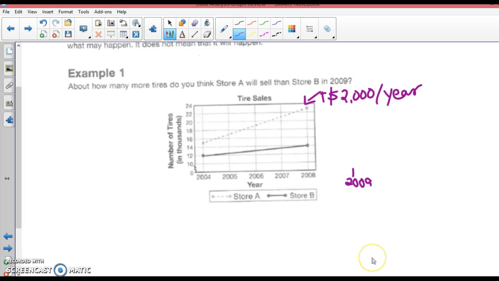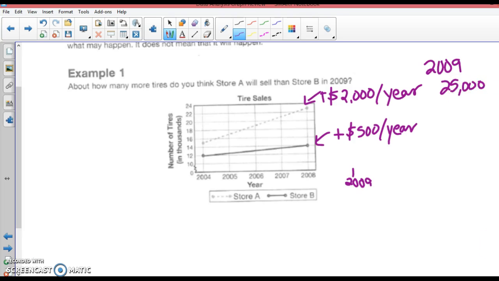This one is not going up quite as fast. But from here to here, it goes up 2,000. How many years is that? 4 years. So how much is it going up per year? Yep, this one is going plus 500 per year. Does everybody see how that is figured out? So, if in 2008, store A is at 23,000, what will it be in 2009? It'll be at 25,000-ish.